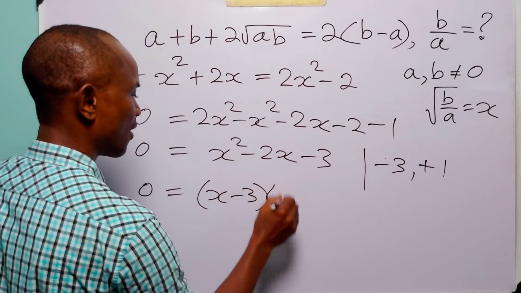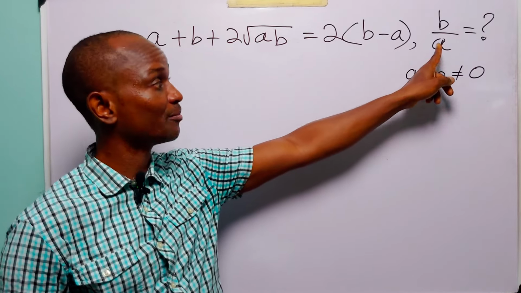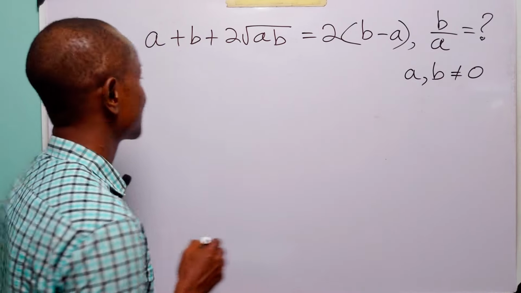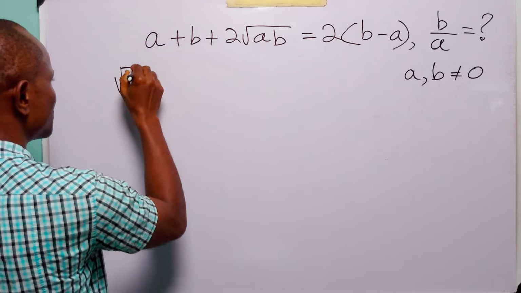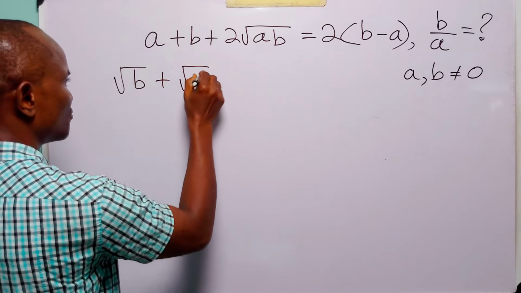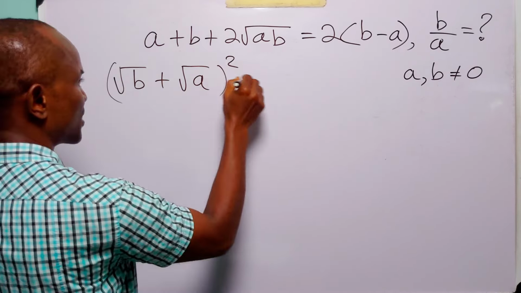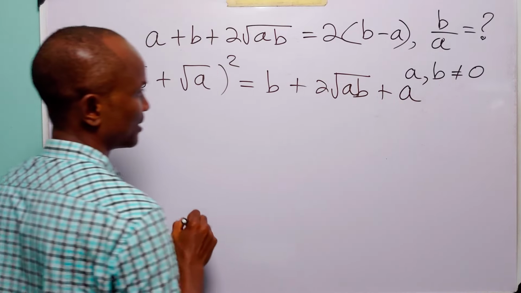Now, there's a second way of solving this problem, which does not involve having to divide through the original equation by a. Let us consider the expansion of root b plus root a squared. Opening this bracket, we have root b squared, which is equal to b, plus 2 times root b times root a, which is equal to 2 root a b, plus root a squared, which of course is equal to a.